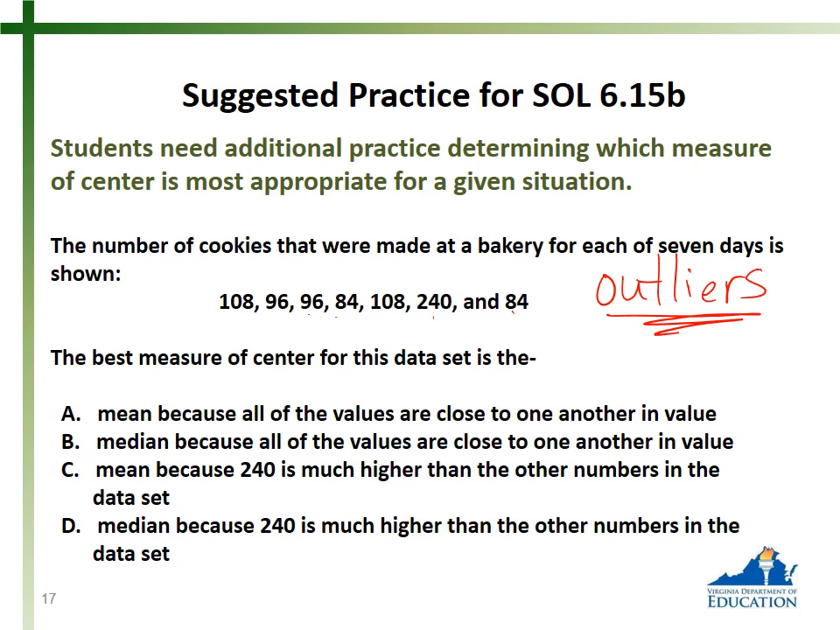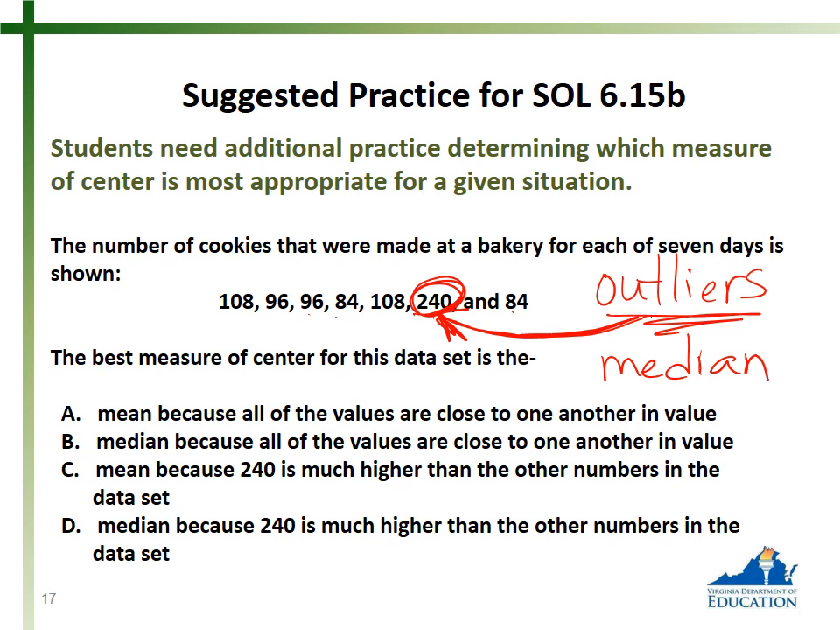So with outliers, this is the number that's really high or really low in the data. So we have 100, 96, 96, 84, 108. We have 240, which sticks out to me, and 84. And so if I identify the outlier, that means I'm going to be talking about median. Median has the outlier.